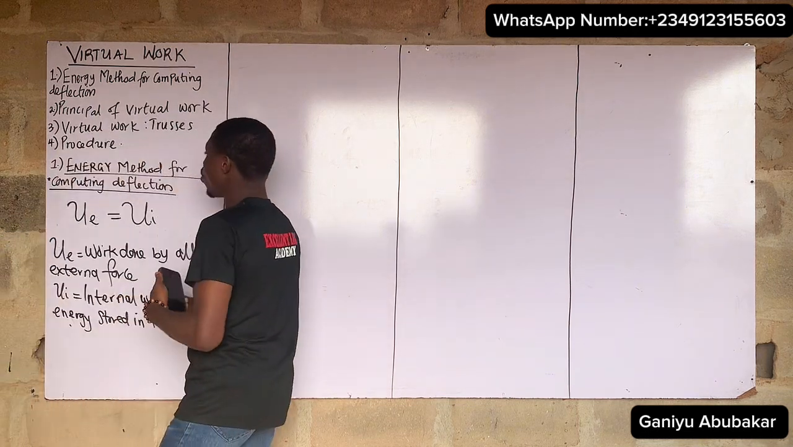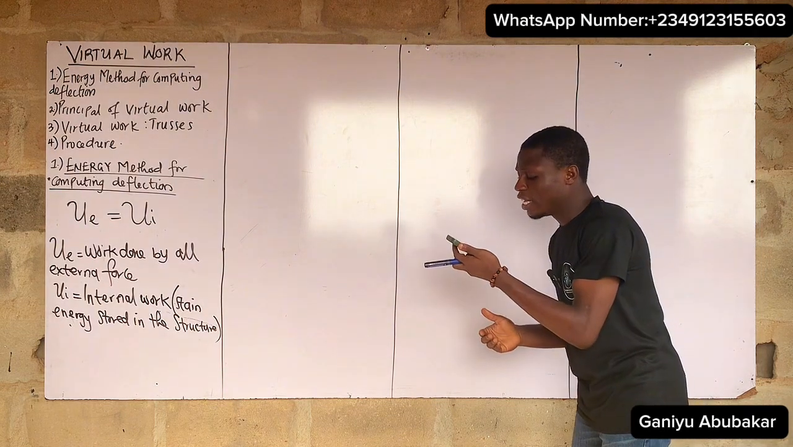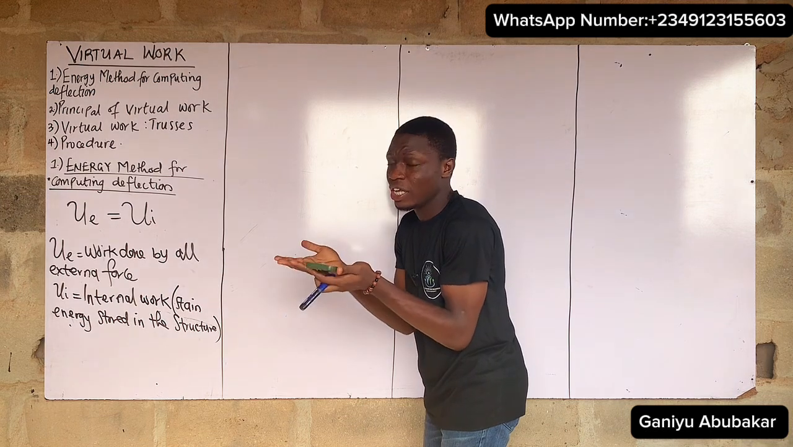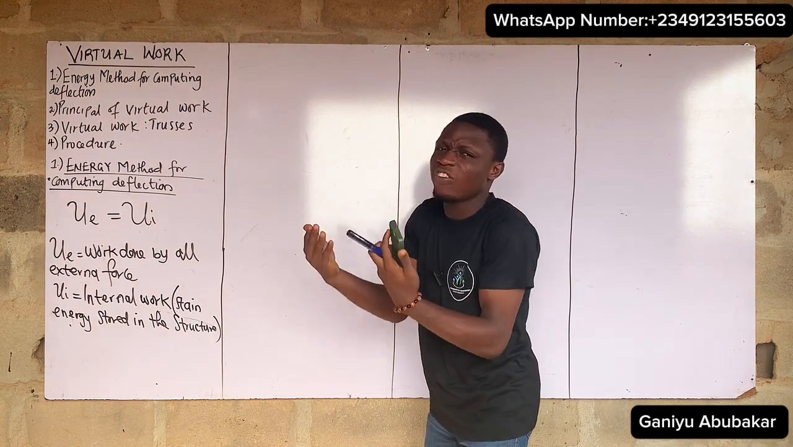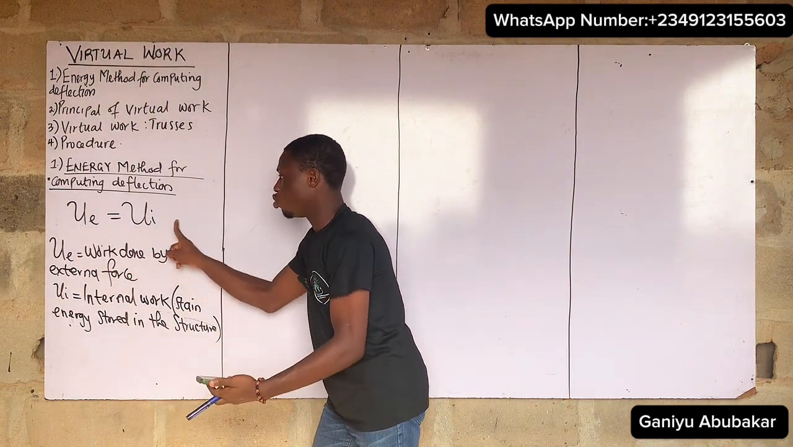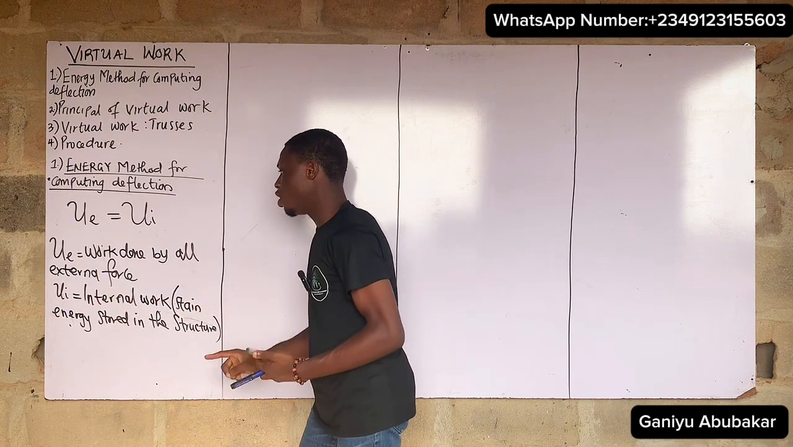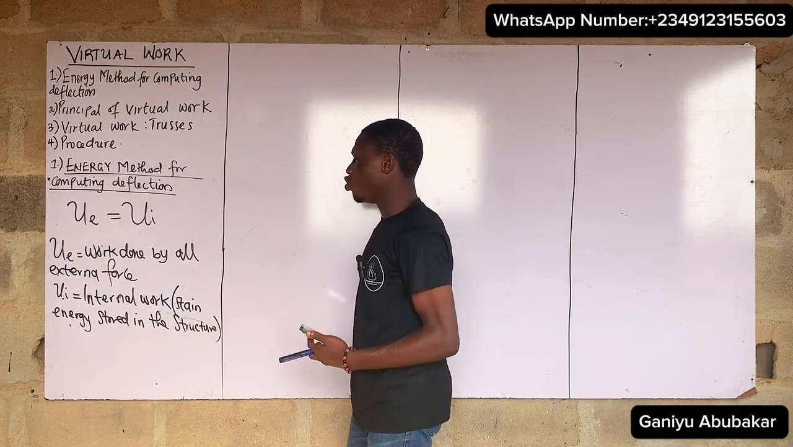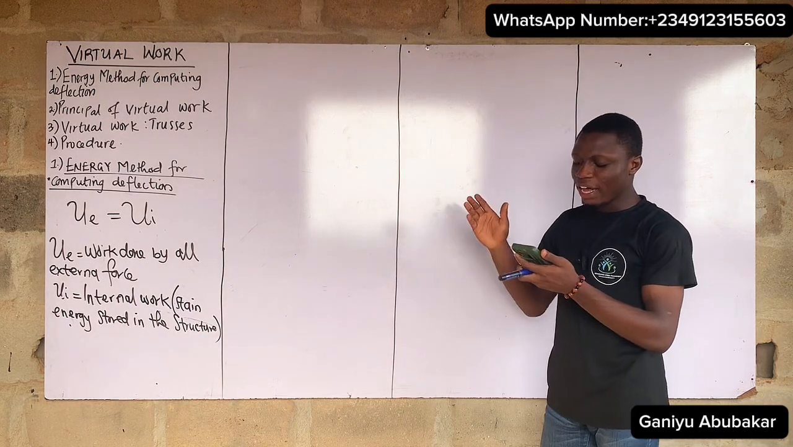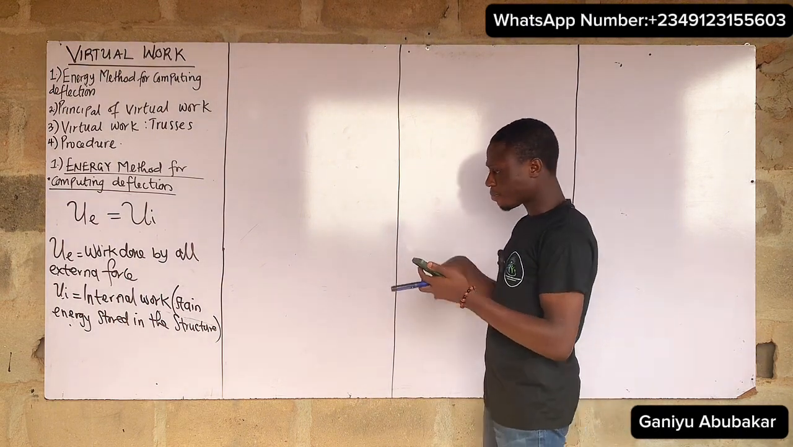So note that when it comes to the energy method of computing deflection, we said these are based on conservation of energy, and from the concept of conservation of energy, we said UE is equal to UI. What's UE? Work done by all external forces. UI, internal work done, that is strain energy stored in a structure. So I have this introduction for the energy method for computing deflection.